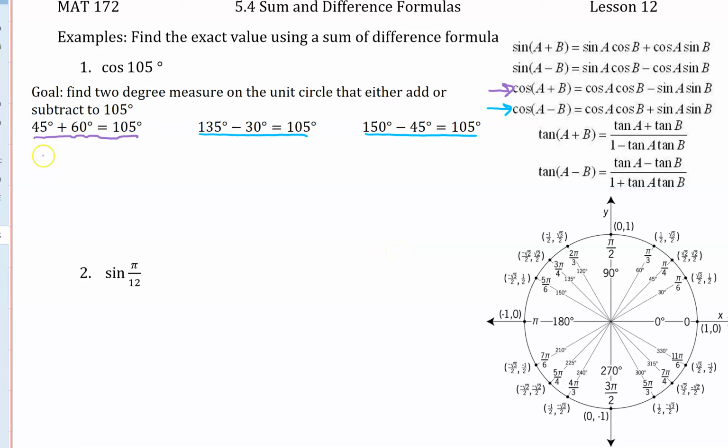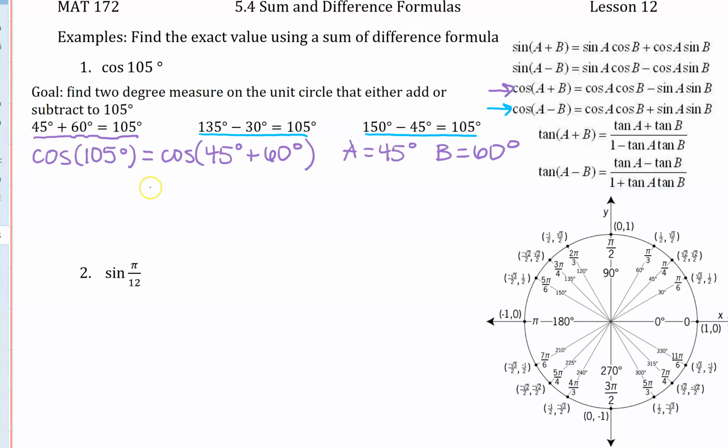I'm going to write cosine of 105 degrees, which is what we want to find the exact value of, as cosine of 45 degrees plus 60 degrees. So my A is 45 degrees and my B is 60 degrees. According to the formula, cosine of A plus B is equal to cosine of A. So I'm using this formula here.